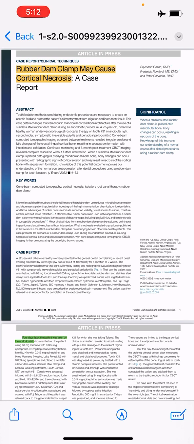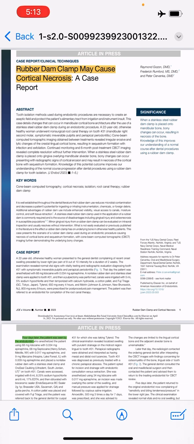What is not easily evaluated or previously published in the literature is the effect a rubber dam clamp has on underlying bone in otherwise healthy patients. This case presents the scenario of a rubber dam clamp used during an endodontic procedure causing necrosis of the cortical bone and sequestrum formation, with CBCT imaging further demonstrating the underlying bony changes.